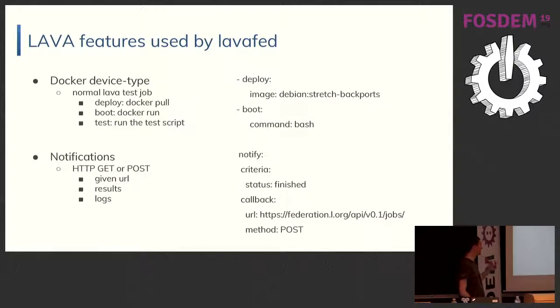The second thing that we use a lot is notification. You can ask Lava to post to a specific URL, so it's a callback, when a job is finished or canceled. So we can get results, logs, everything quite easily.